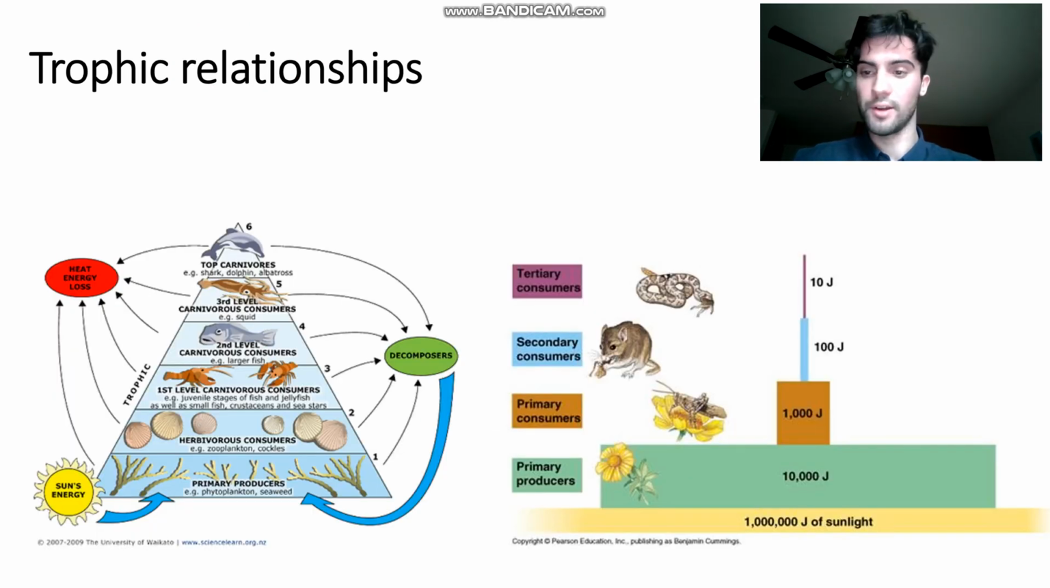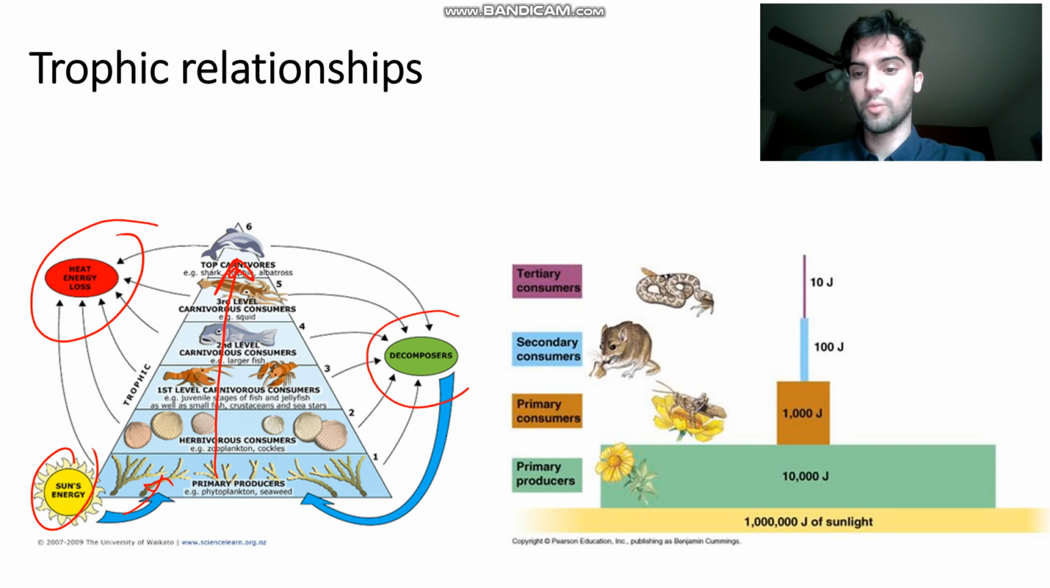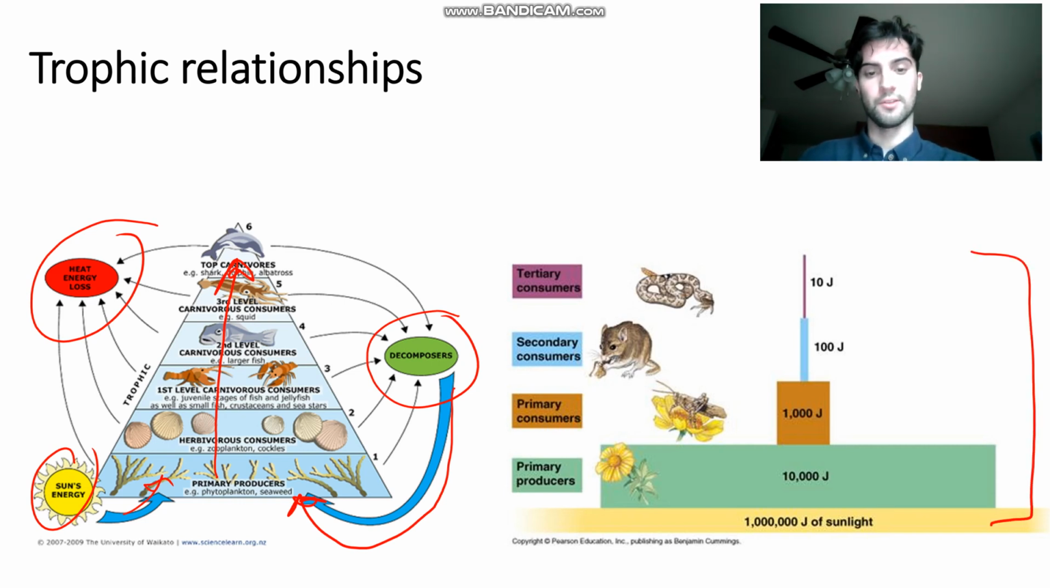Just to close this chapter, we have the sun giving energy to the plants, and then everything goes in that way. There is heat energy loss, and then the decomposers, when everything dies, will bring energy back to the primary producers. And here we see the difference in energy potential.